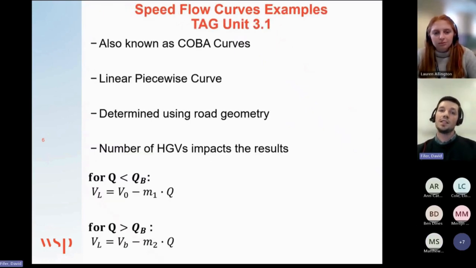So we'll begin by looking at the TAG curve. They are also known as the COBA curves, which is what they were originally used for. They're linear piecewise curves. They are mainly drawn based on road geometry. So if we look at the M1, the gradient of the curve is largely influenced by road geometry and the percentage of HGVs, which also affect the initial speed, the V0 factor. And we have two curves, one for pre-breakpoint flow and one for flows after the breakpoint.